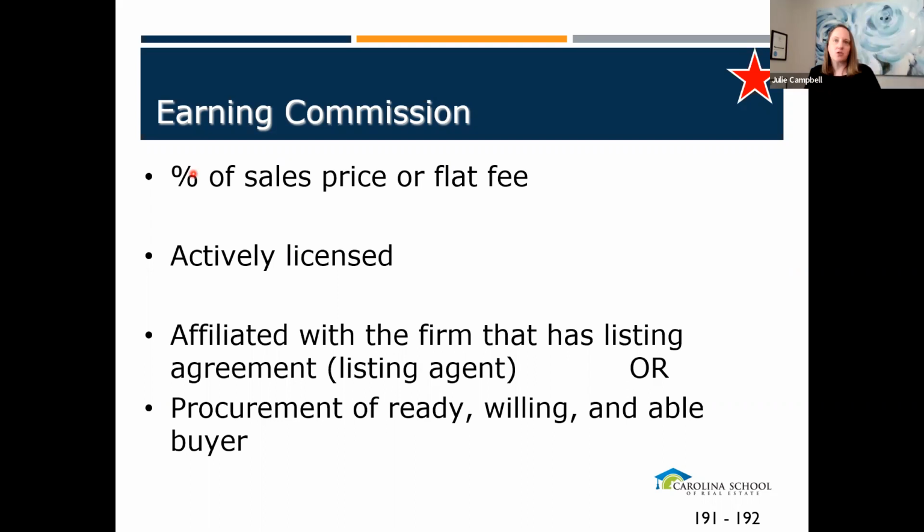Remember our three-legged stool? When we talk about ready, willing, and able, I need all three pieces of that. I need a buyer that's ready to buy, a buyer that's willing to buy, and a buyer that's able. A lot of times that comes down to financials, pre-approval, lending, that kind of thing.